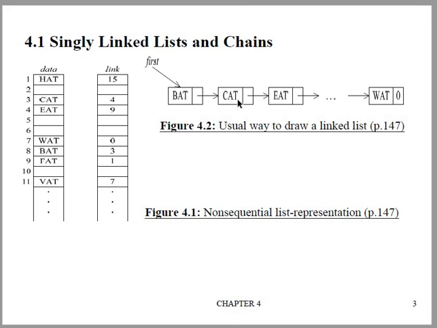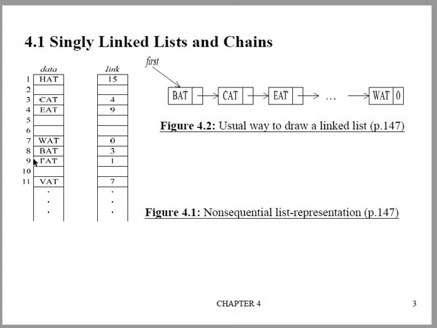If you want to create a linked list, you can use dynamic memory allocation, or, if you see here on the left side of this slide, you can see the array. Using static memory allocation also, a linked list can be stored. Here the elements are: the first node has bat, then cat, then eat, and like that the last element is vat.